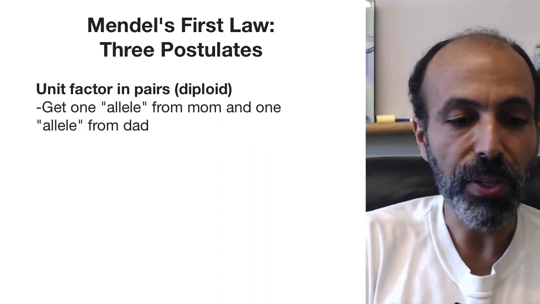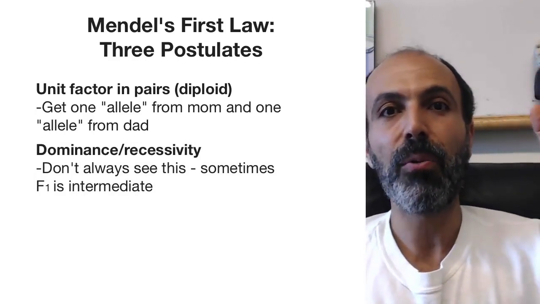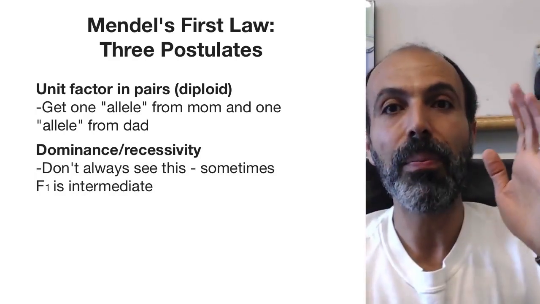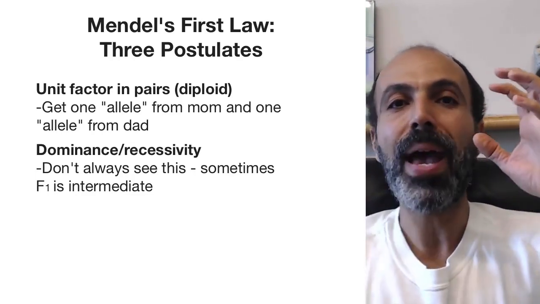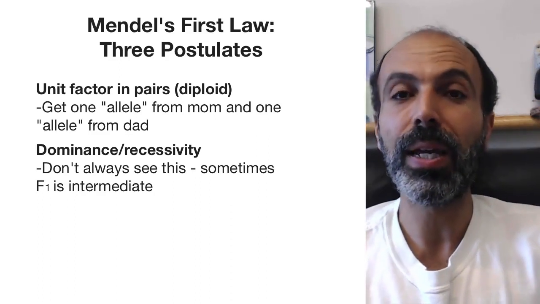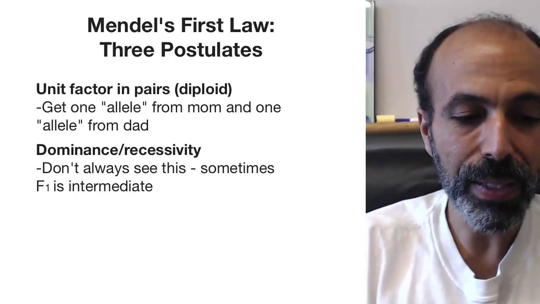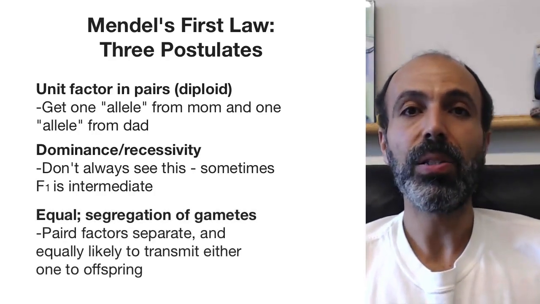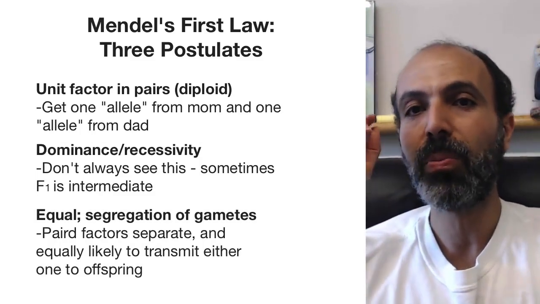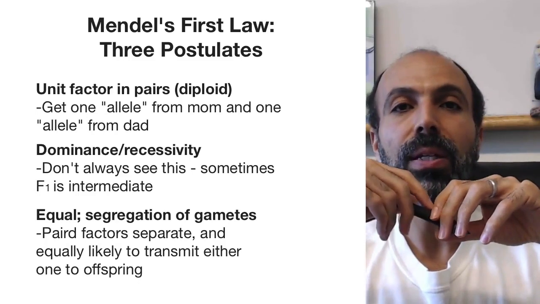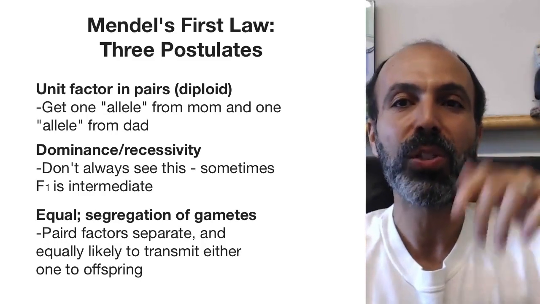There's also this feature of dominance or recessivity. You don't always see this, and it is possible sometimes to have, say, a red plant and a white plant come together and make a pink plant. But sometimes you do see this, where one form completely masks how the other form may look. So you can have a green and a yellow pod as you saw, and the offspring looks just as green as the dad. And finally, we have the equal segregation of gametes. So you have these 2 factors, the big Y and little y, and you're equally likely to transmit either the big Y or the little y to one of your kids. You could transmit the big Y sometimes, and the little y sometimes. You don't have any control over it, but it's a 50-50 shot.